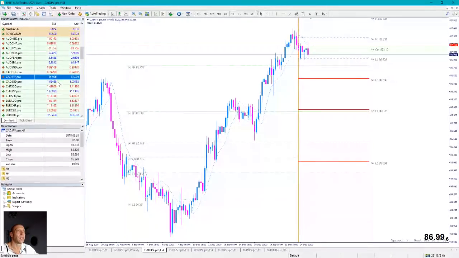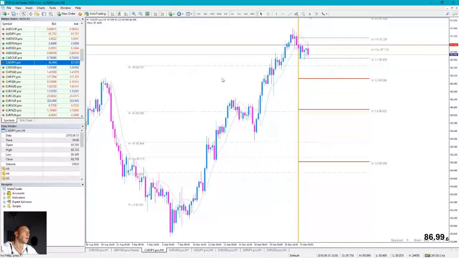CAD yen. Let's see CAD yen. Similar setup, okay, similar. So it has CAD as a base currency. So again, if it closes above this level, you go long. If it hits this level, you go long. Below this, it could be a short trade. So CAD yen, very similar to dollar CAD. Okay.